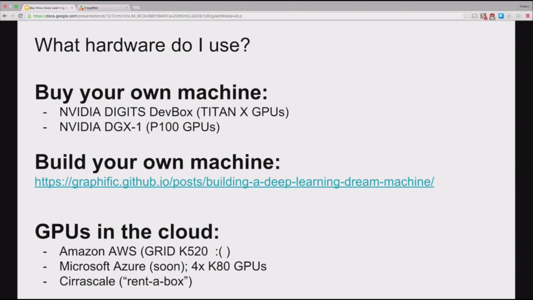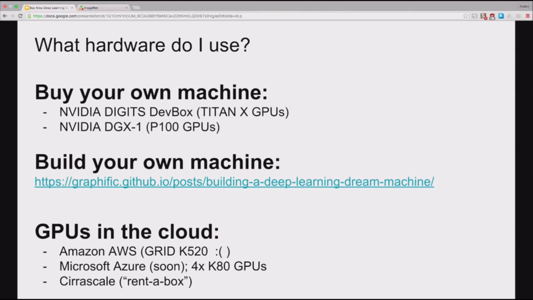But of course, an NVIDIA machine would just come with all the software installed and all the hardware ready, and you can just do work. There are a few GPU offerings in the cloud, but unfortunately it's not in a good place right now. It's quite difficult to get good GPUs in the cloud. Amazon AWS has these Grid K520s. They're not very good GPUs. They're not fast, and they don't have much memory. It's kind of a problem.